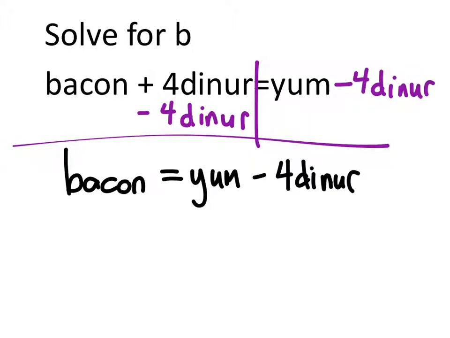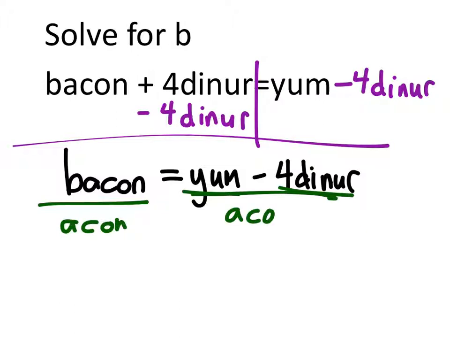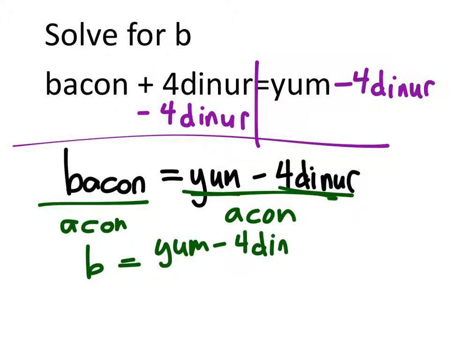All right, now what would I do? I would divide both sides completely by Aiken. So B equals yum minus for dinner. Ooh, that looks bad. Minus for dinner over Aiken. Bam.